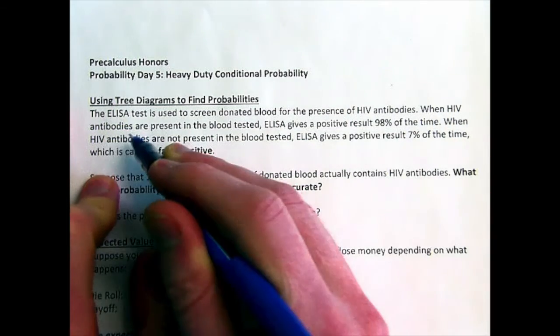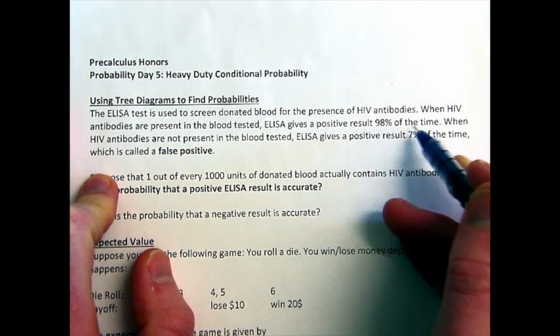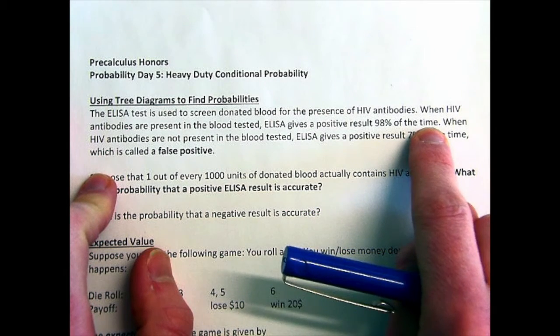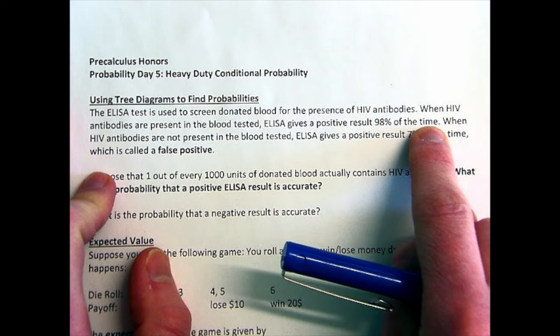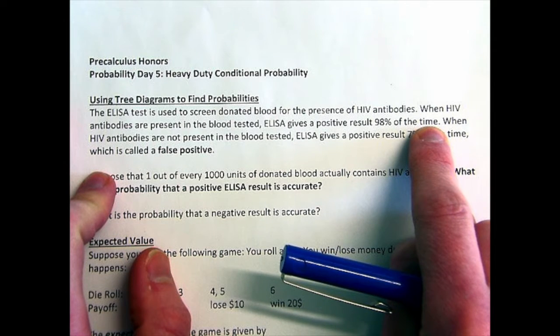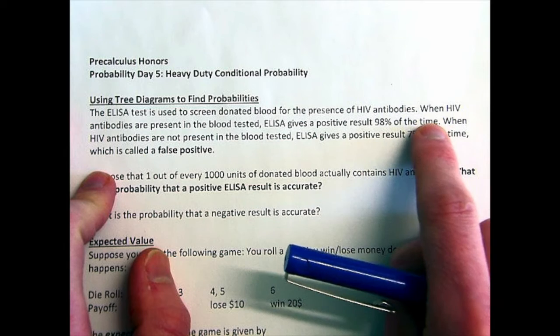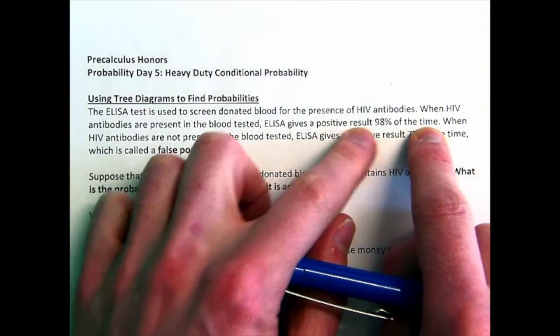When HIV antibodies are present in the blood tested, ELISA gives a positive result 98% of the time. You might remember from biology, antibodies are what your body creates to fight off an infection. So the presence of antibodies in the blood indicates that there is an HIV infection. So this sentence is just saying that when there's an HIV infection, ELISA gives a positive result 98% of the time.